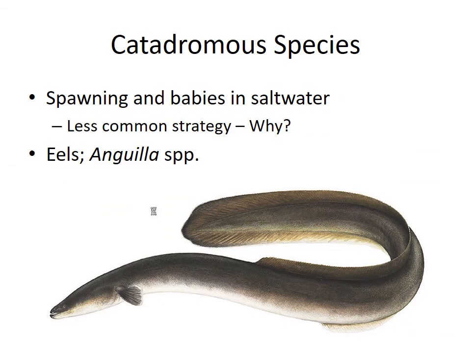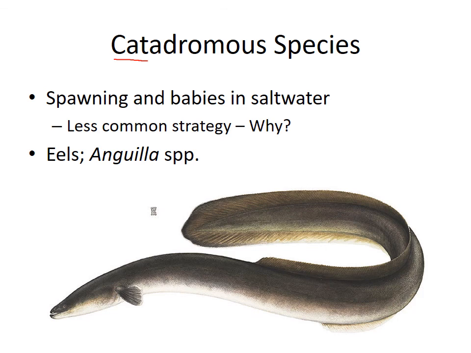All right, so the opposite life cycle is actually possible. There are some species that are called catadromous, and catadromous species have their babies in the ocean, and the adults live in freshwater. So this is perhaps a less common strategy because typically the ocean is a more dangerous environment for babies. But there are some species that, due to their adaptations or the particular parts of the ocean that they use for spawning and breeding, it works out for them.